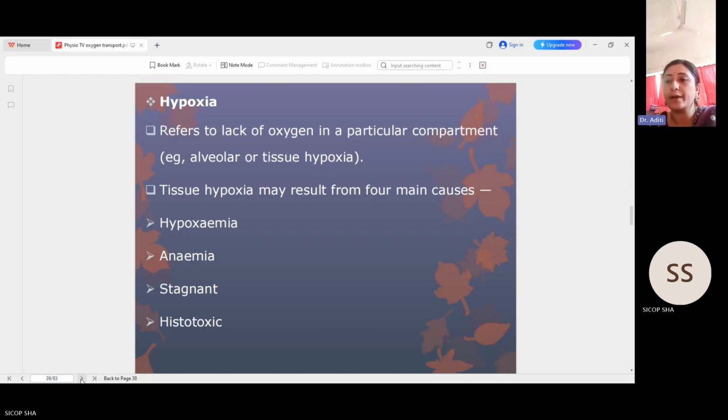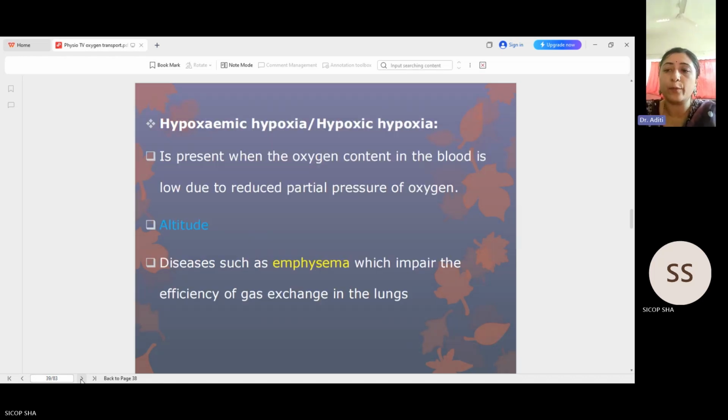Hypoxia refers to the lack of oxygen in a particular compartment. It could be alveolar or tissue hypoxia. Tissue hypoxia basically results from four main causes, as we discussed for anoxia, more or less the same ones: hypoxemic, anemic, stagnant, and histotoxic. Next slide. Hypoxemic hypoxia, or hypoxic hypoxia, is present when the oxygen content in the blood is low.